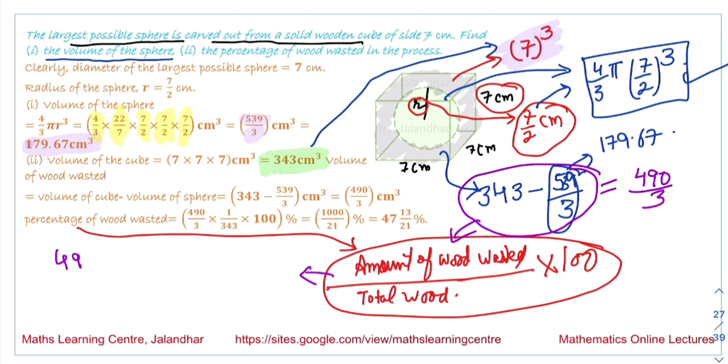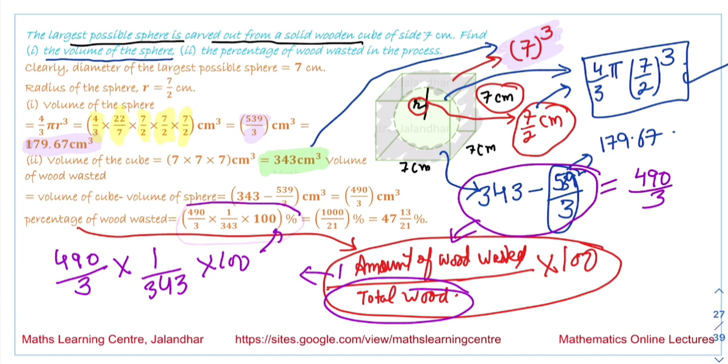So it is 490 by 3 into 1 over the total wood. The total wood we have is 343, into 100. This is the value we are talking about. On solving this value, the answer we obtain is 47 whole 13 by 21 percent. So this is the percentage of wood wasted in the process.